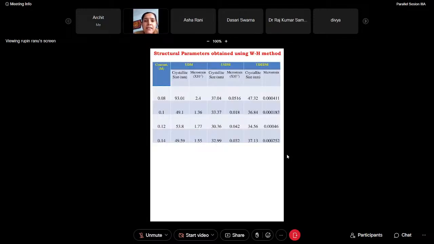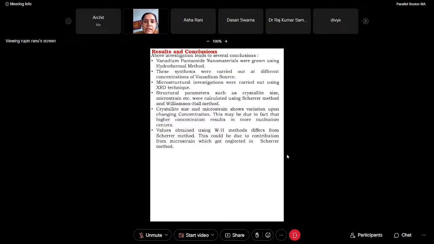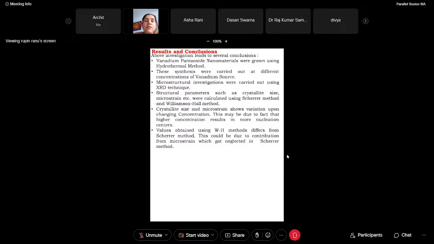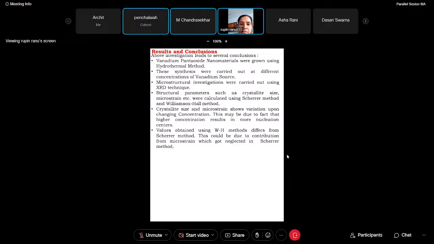Then the next slide is the structural parameters obtained using the WH method. The presentation is that vanadium pentoxide nanomaterials were grown using the hydrothermal method. These syntheses were carried out at different concentrations of vanadium source. Then the microstructural investigations were carried out using the XRD technique. Structural parameters such as crystallite size decrease due to the fact that higher concentration results in more nucleation centers. And the values obtained from the WH method differ from the Scherrer method. This could be the contribution from microstrain, which we have neglected in the Scherrer model. That's all, sir.